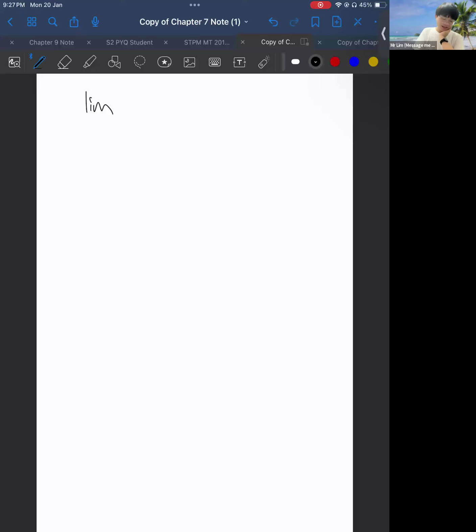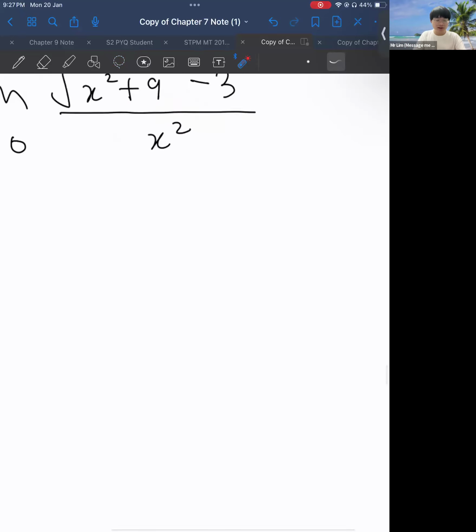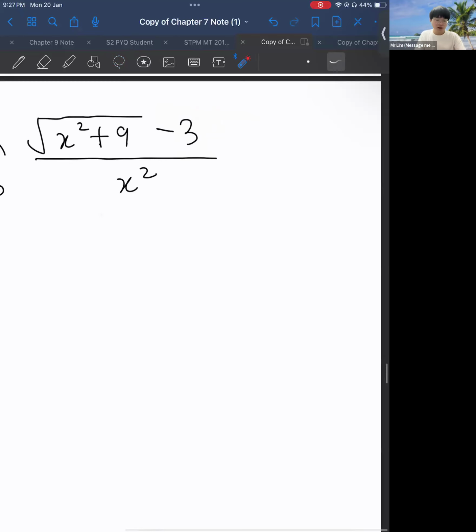Second example. Let's try this. x approaches 0, square root of x squared plus 9, minus 3, over x squared. Okay. When it involves a more complicated function, especially when it has a square root in some way, this kind is not easy to use factorization directly. For example, I want to factorize, but I don't know how to factorize this because this one involves a square root. So you need to apply the second technique.